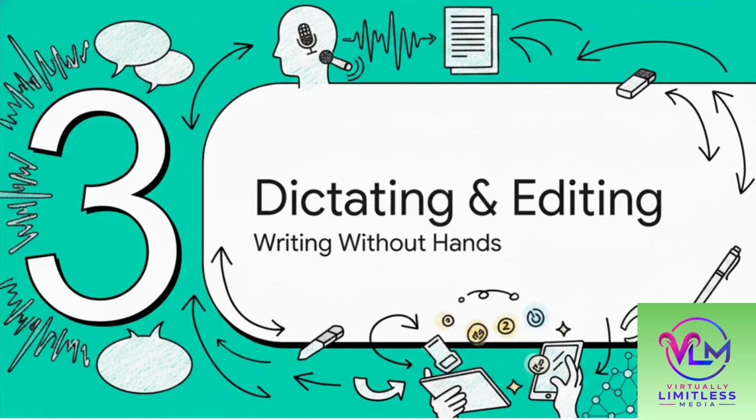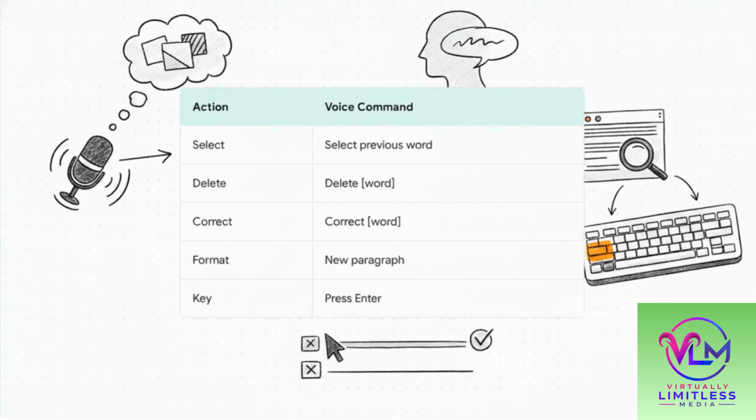All right, Section 3, Dictating and Editing Text, Writing Without Hands. Now, what's really interesting here is how natural the editing process becomes. It's not just about dictating text, it's about fixing it on the fly. If you need to highlight something, you literally just say select previous word. If you want to remove it, say delete. Formatting is as easy as saying new paragraph. And if you ever need to hit a specific key, just say press enter or press backspace.